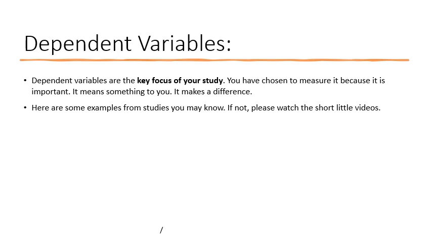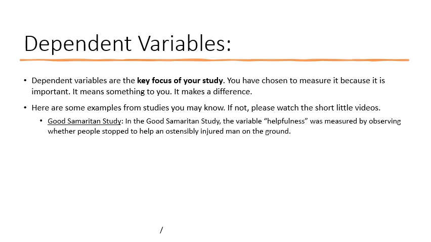So your dependent variable is your focus. It's where you've chosen to place your attention. It's important. It means something to you. It makes a difference. So here are some examples from studies you might know. Otherwise, I'm going to link these videos in the lecture. So in the Good Samaritan study that you should have seen, the variable helpfulness was measured by observing whether people stopped to help an ostensibly injured man on the ground.